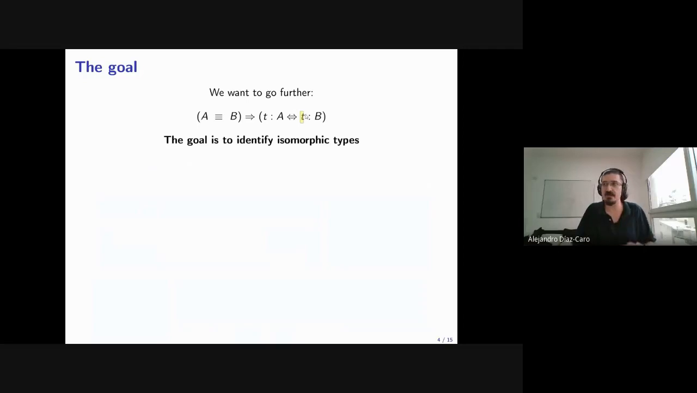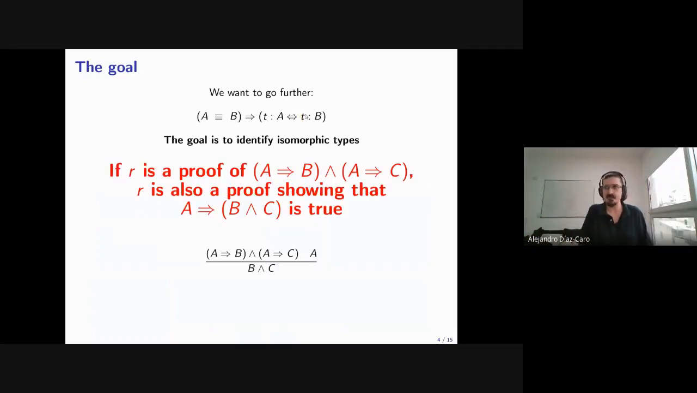Okay, so the goal is to identify isomorphic types, to say if these two types are isomorphic, then we will consider that they are in fact the same. And then if you consider that they are the same, you get the same proofs. You don't need to prove the one if you have the other.